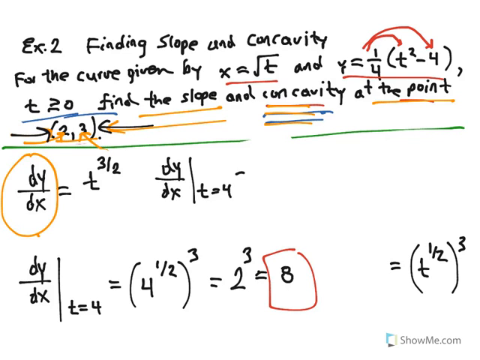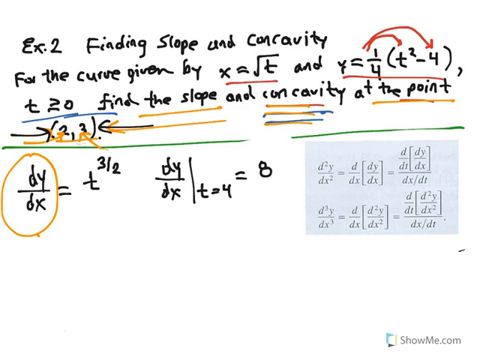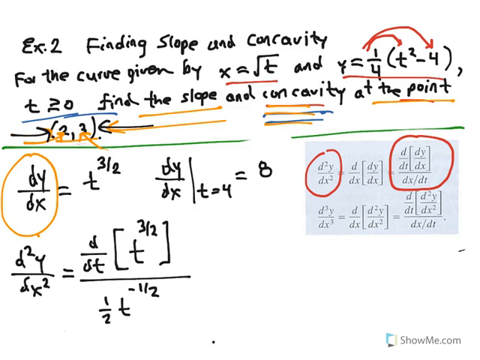And now we already found dy/dx at t equal to 4, and that was 8, and that gave us the slope of the curve at the point corresponding to t equal to 4, which is the point with coordinates 2 for x and 3 for y. So to answer the question about whether the curve is concave upward at the point (2, 3) or concave downward at the point (2, 3), we will find the second derivative and see if it's positive or negative at the value of t corresponding to the point (2, 3).